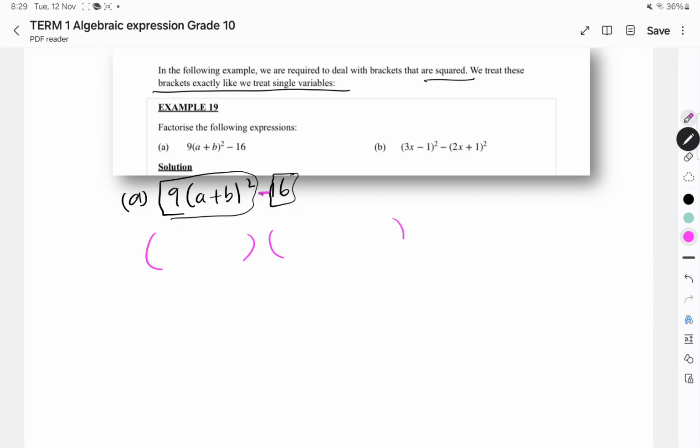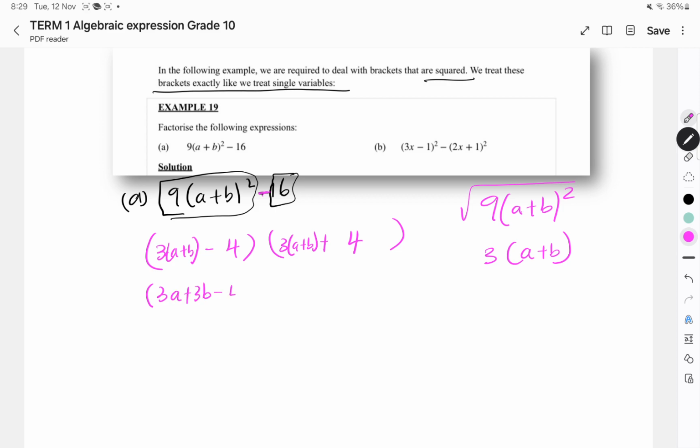So this is difference of two squares because both the numbers are squares. So I go on and do my brackets. I say the square root of 9(a plus b) squared: the square root of 9 is 3, and of (a plus b) squared it will be a plus b. So this is what I will have on this side: (3(a plus b) minus, 3(a plus b) plus. Then the square root of 16 is 4, and then 4. Then you can work this one out. This can be (3a plus 3b minus 4)(3a plus 3b plus 4).